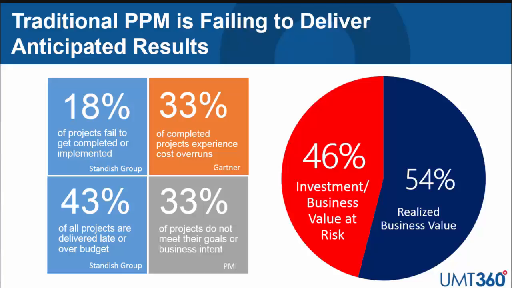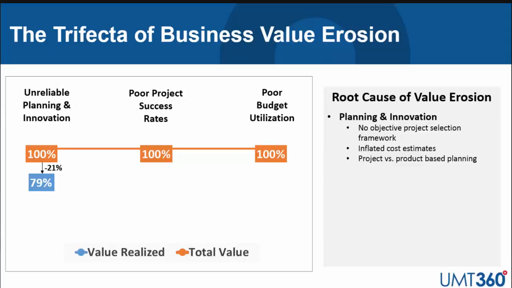So let's take a look at how you could end up losing up to 46% of the planned business value from your portfolio. It's what I like to call the trifecta of business value erosion. There are 3 main areas here: unreliable planning and innovation, poor project success rates, and poor budget utilization. So let's start with unreliable planning and innovation. 3 key areas that we'll drill into today.